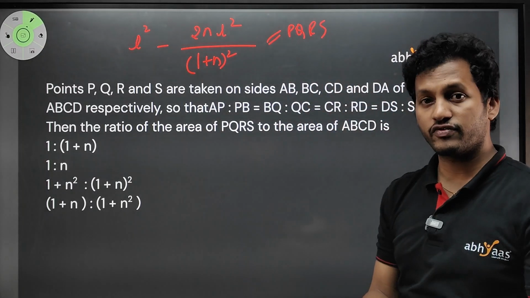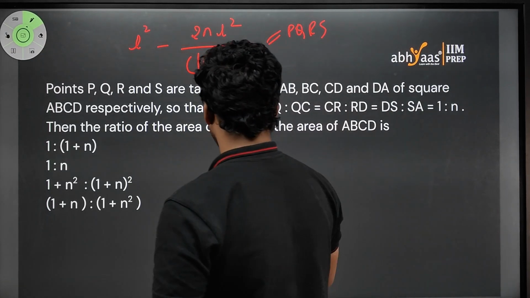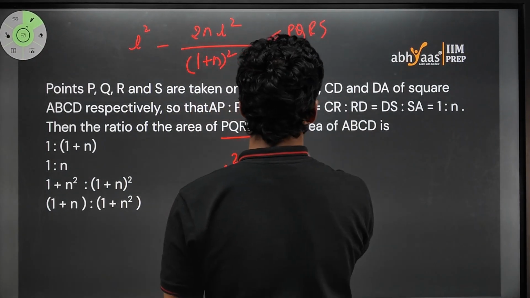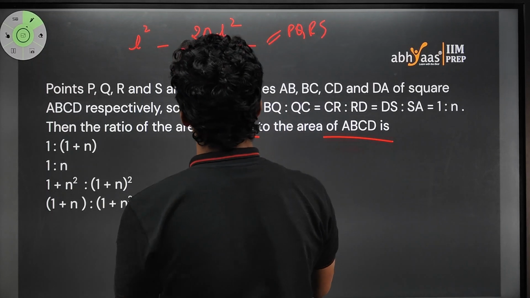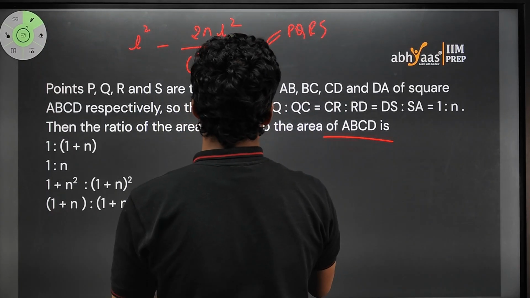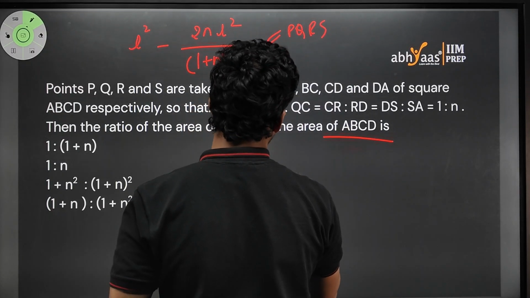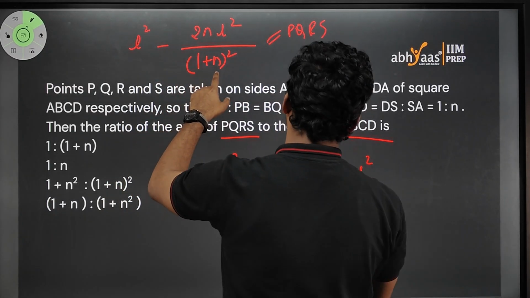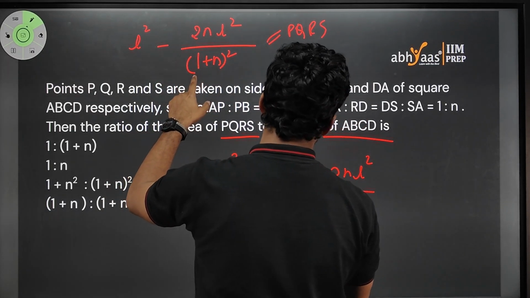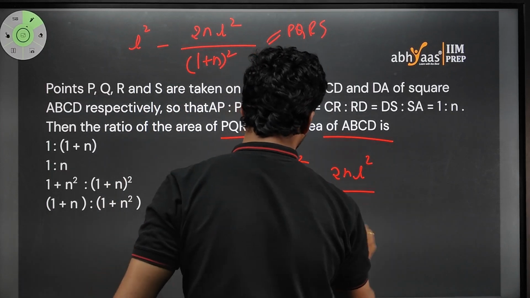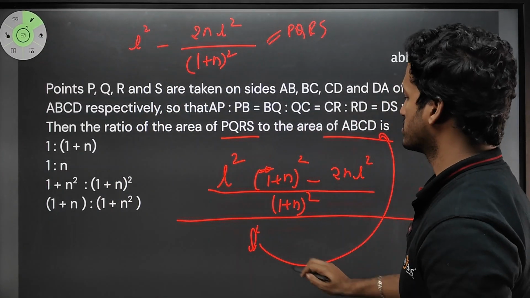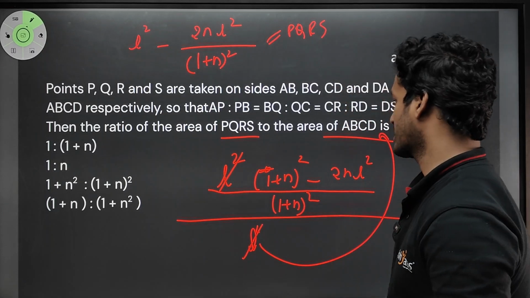Now what is the area of ABCD? Yes, L square. So L square, ratio of the area of PQRS to the area of ABCD. So bigger one should be in the down. So L square of (1 plus n) whole square minus 2n L square divided by (1 plus n) whole square, and this has to be divided by L square, which is the area of ABCD. So this L square and this L square get cancelled.